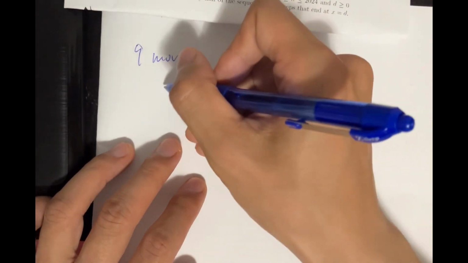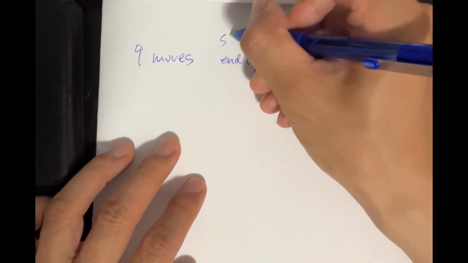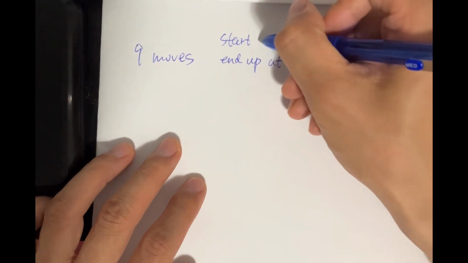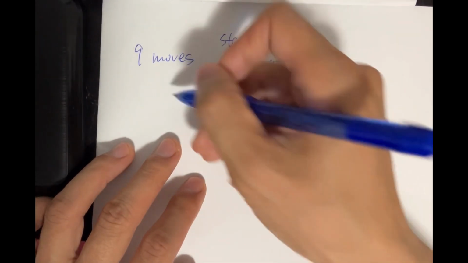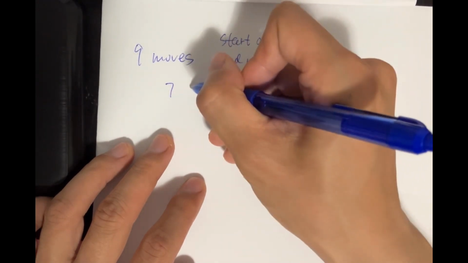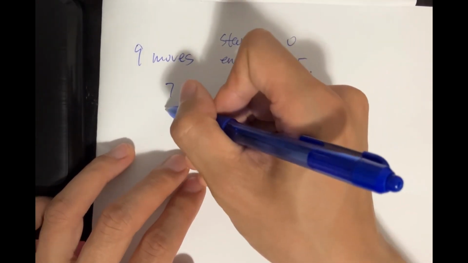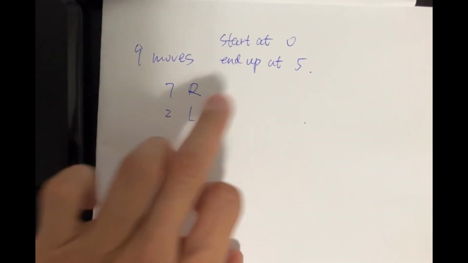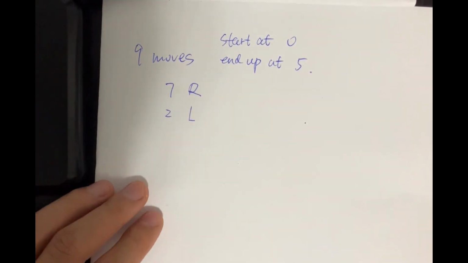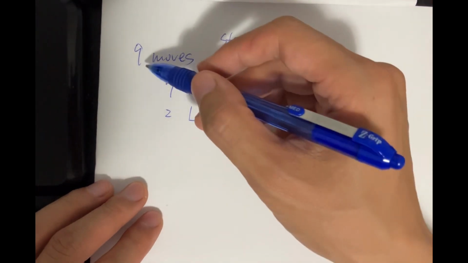All right. So how many moves? If we start at 0 and end up at 5 after 9 moves, it's 7 towards the right and 2 towards the left. Right. 7 plus 2 is 9. 7 minus 2 is 5. So it works.